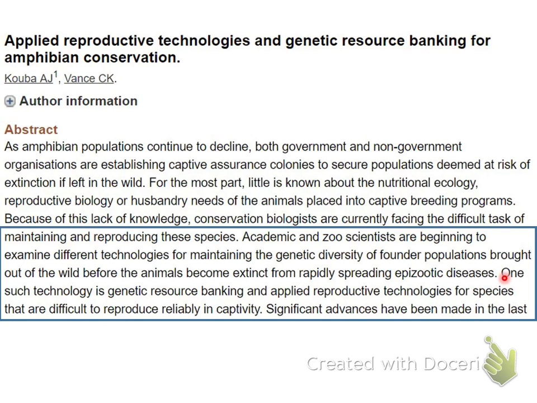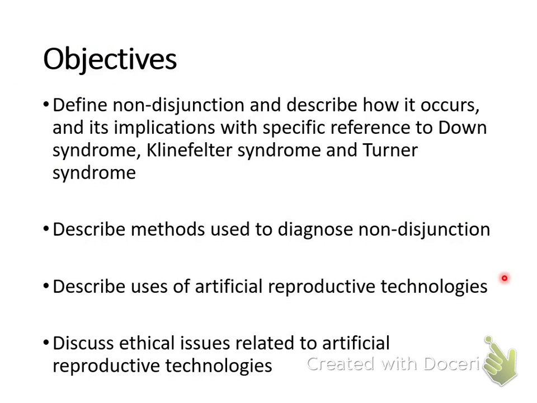So hopefully now you can meet these objectives: define non-disjunction and how it occurs, how we diagnose non-disjunction, and the use of artificial reproductive technologies.